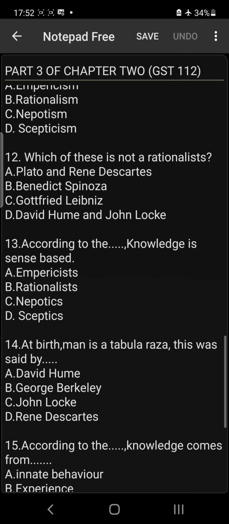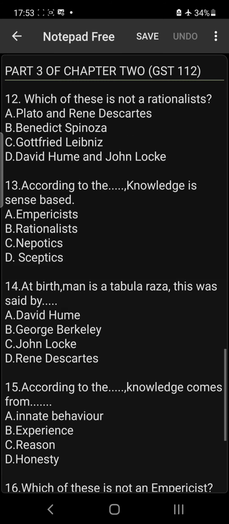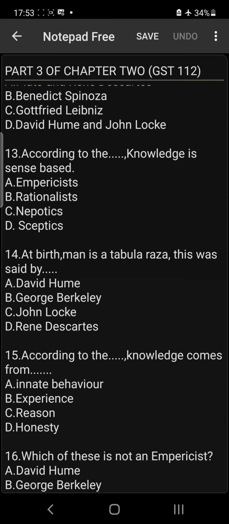Number 12, which of these is not a rationalist? Plato and René Descartes, Benedict Spinoza, Gottfried Leibniz, David Hume, and John Locke. So which of them do you think wasn't a rationalist? Could it be option C, B, A, or D? Please, David Hume and John Locke are both empiricists and not rationalists. So the answer is D.